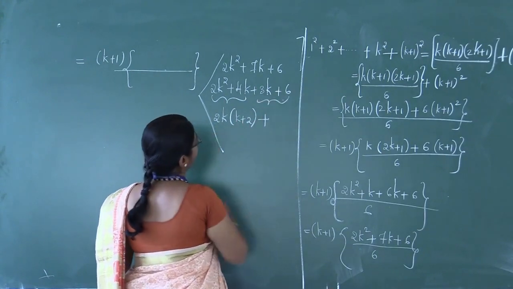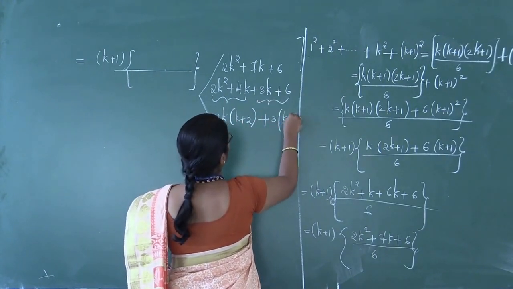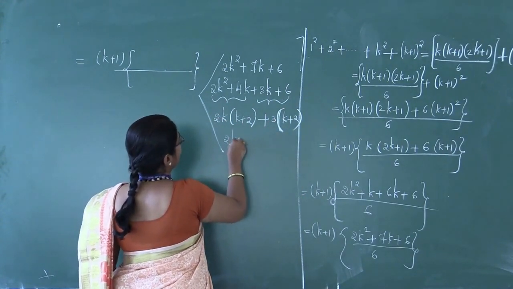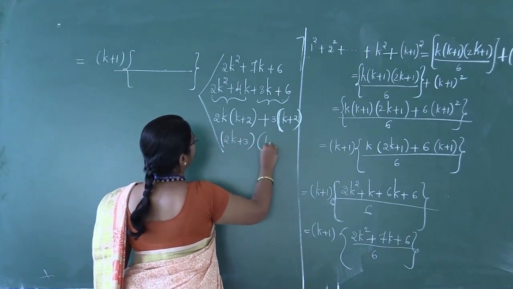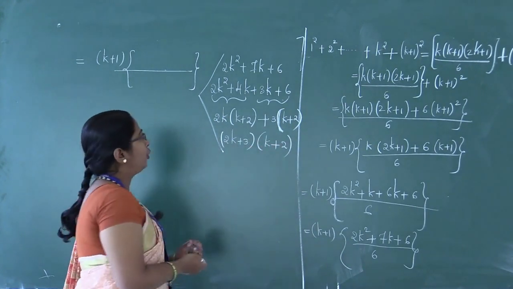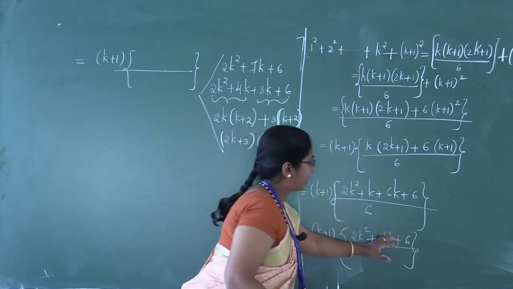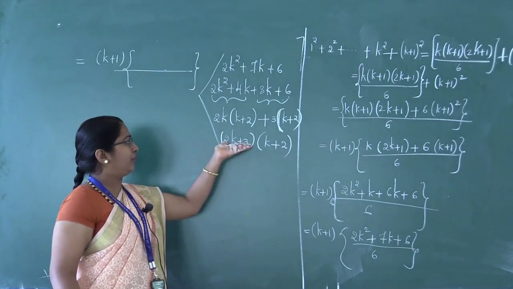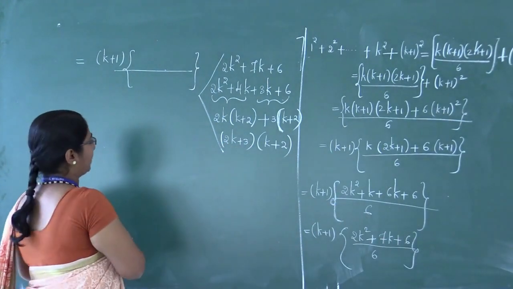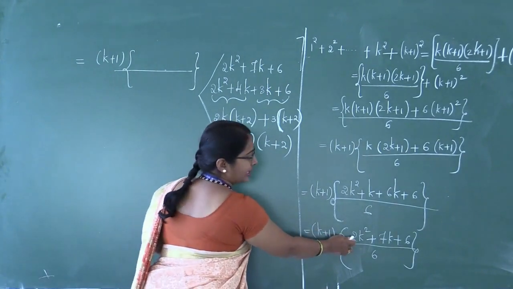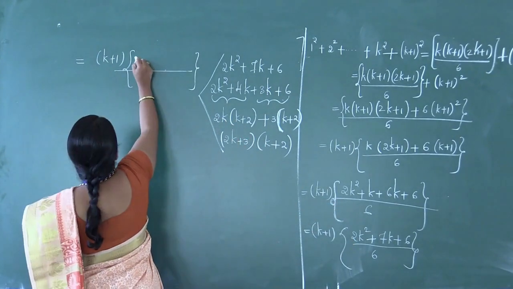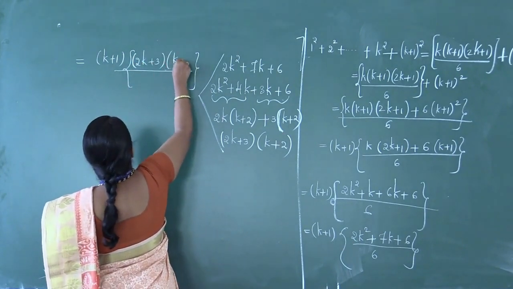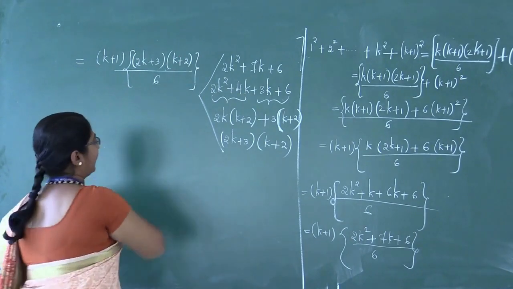Similarly, what is common here? 3. What is left out? K plus 2. So I can rewrite this as 2K plus 3 into K plus 2. Numerator 2K square plus 7K plus 6 is factorized, and the reduced term will be 2K plus 3 into K plus 2. So what do I write in place of 2K square plus 7K plus 6? I will rewrite this as 2K plus 3 into K plus 2 whole thing divided by 6.